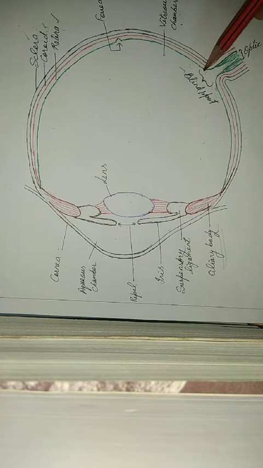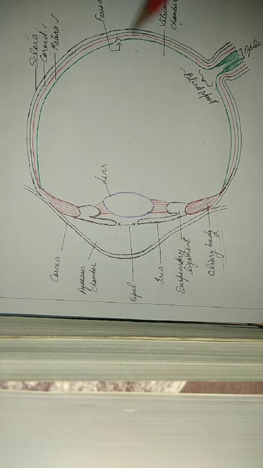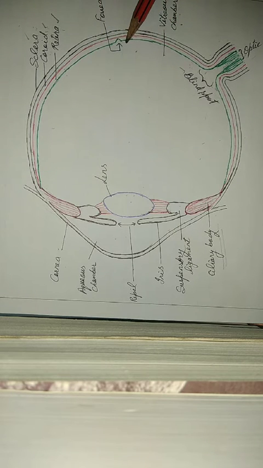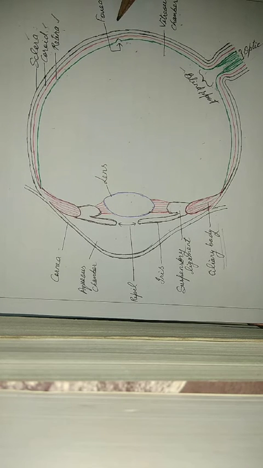Lateral to the blind spot, there is a yellowish region called the macula lutea or yellow spot, with a central pit known as the fovea centralis. The fovea is the region where only cone cells are densely packed, and it is the point where visual acuity is the greatest.